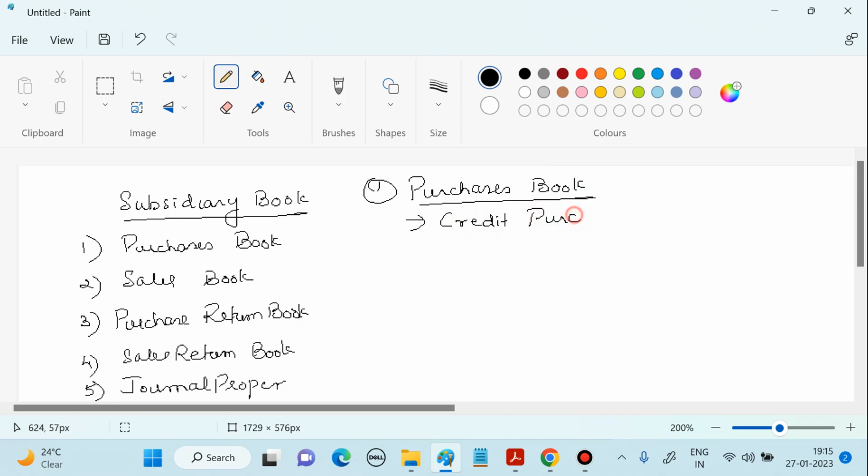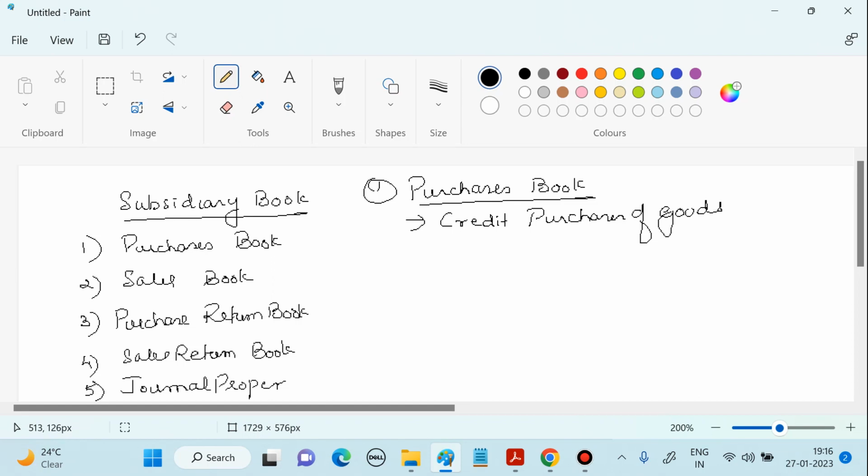Credit purchases of goods that is dealt with by the business. Like if it's a manufacturing concern, whatever goods it's manufacturing and selling, for that purpose, whatever purchase is made, that would be recorded here. And that purchase should be credit purchase. The cash purchases would go through the cash book.